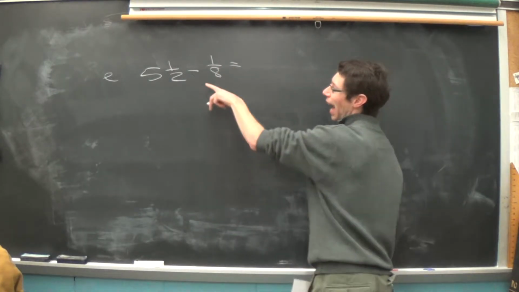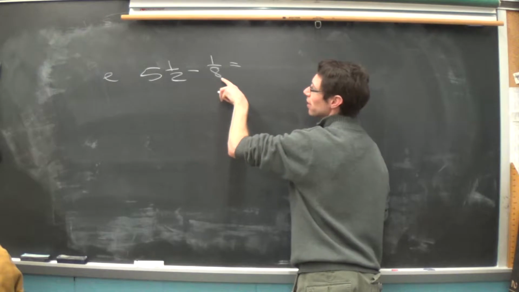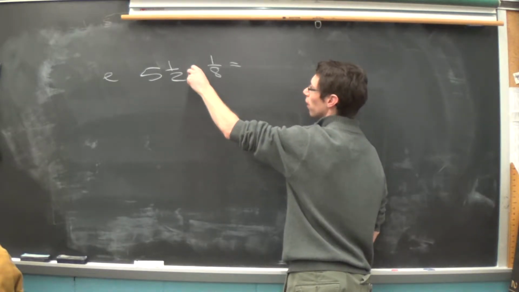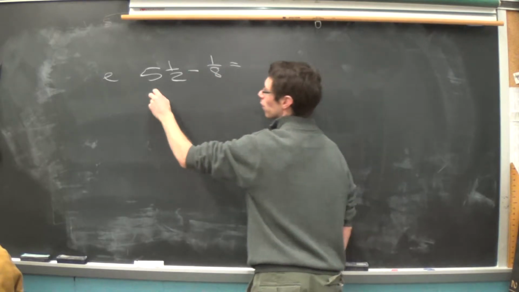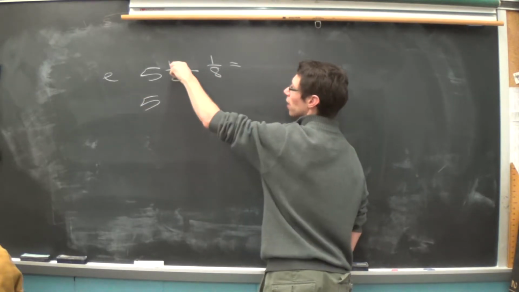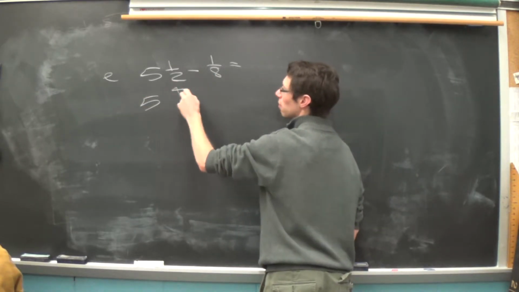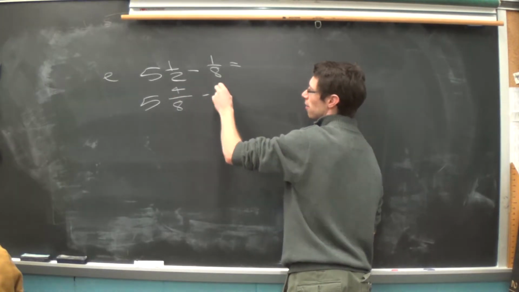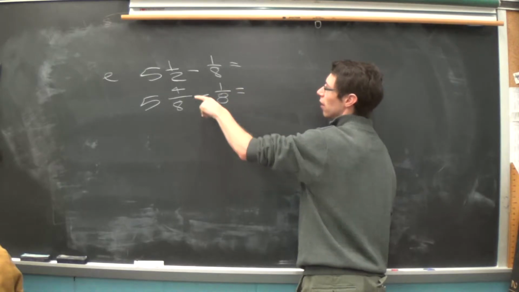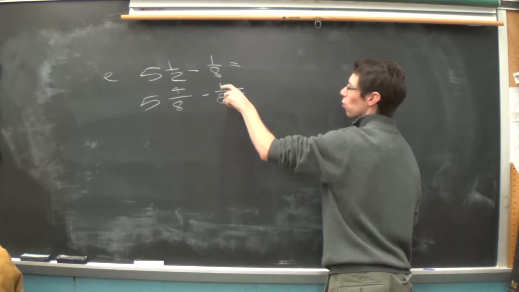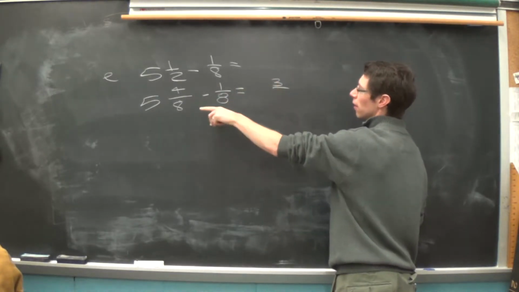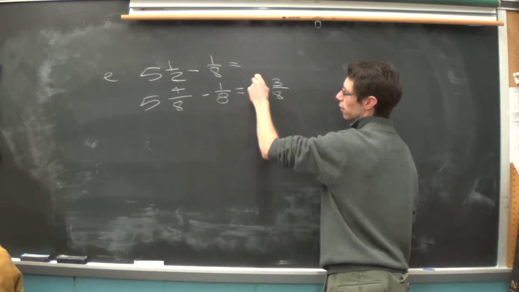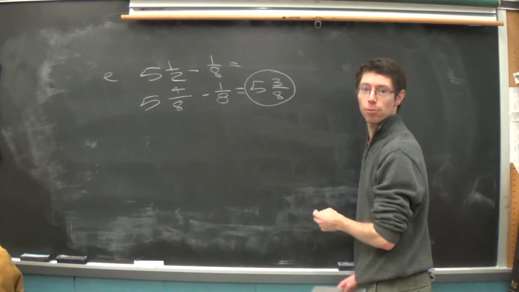So first step, we have to get the denominators to be the same. So it looks like I can multiply this by 4/4 to get it the same. So 5 1/2, 1 times 4 is 4, 2 times 4 is 8. So half is the same thing as 4/8, minus 1/8. 4 minus 1 is 3. The denominators stay the same. And then 5 minus nothing is 5. 5 3/8 is the answer. That was a pretty easy problem.